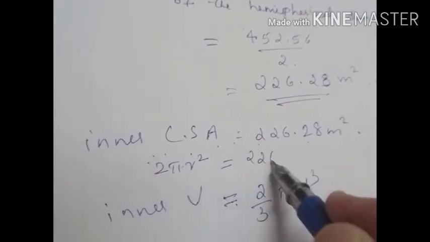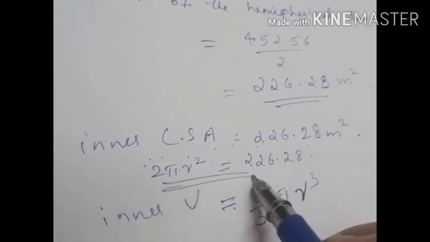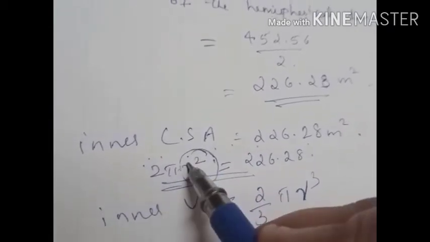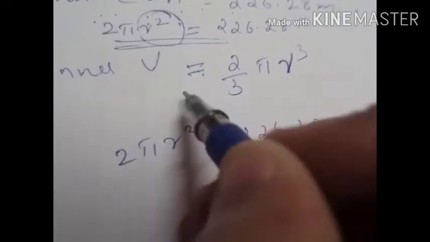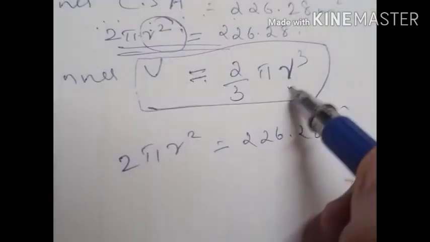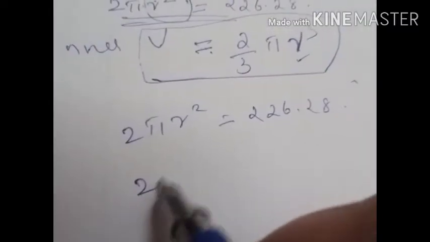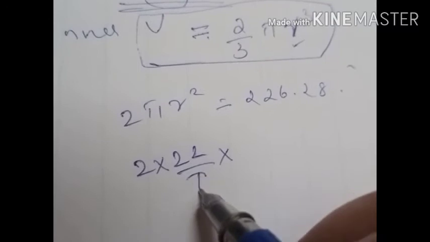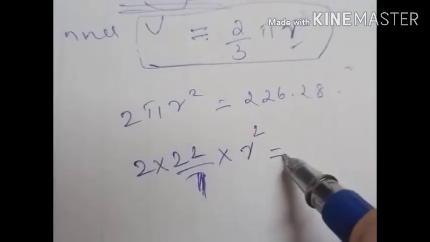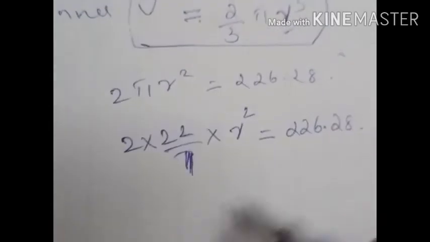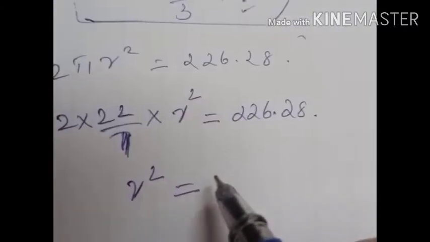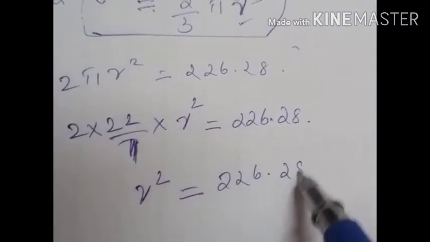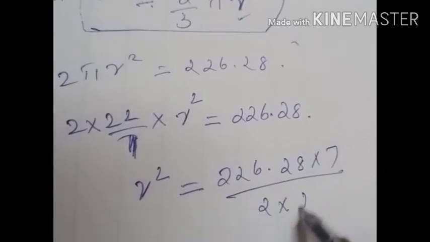Here the inner CSA is 226.28, so from here we have to find r. Here we will get r square, and from there we will find r. So 2 pi r square equals 226.28, because we have to find the volume and for that we want r. We substitute pi as 22 by 7. R square is on the left side, and all other terms we transpose to the right side. So r square equals 226.28 into 7 by 2 into 22.